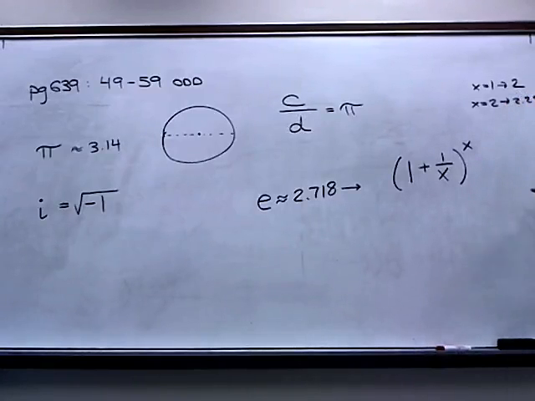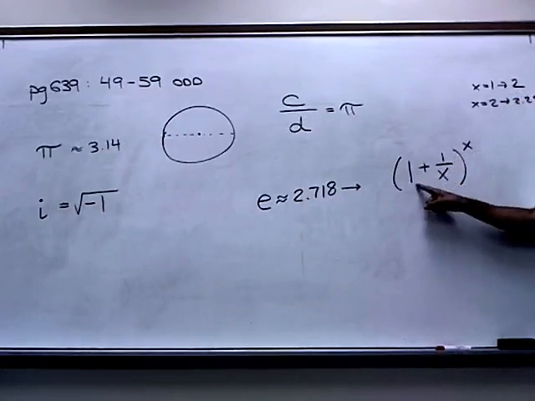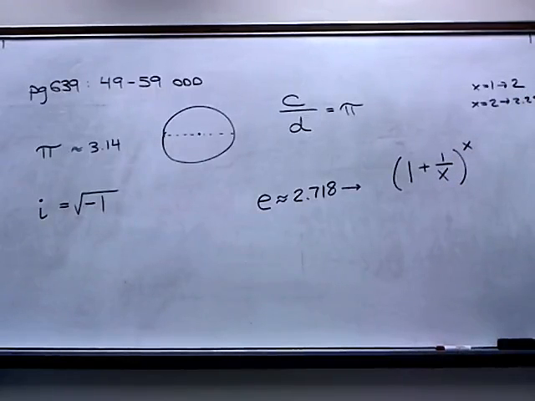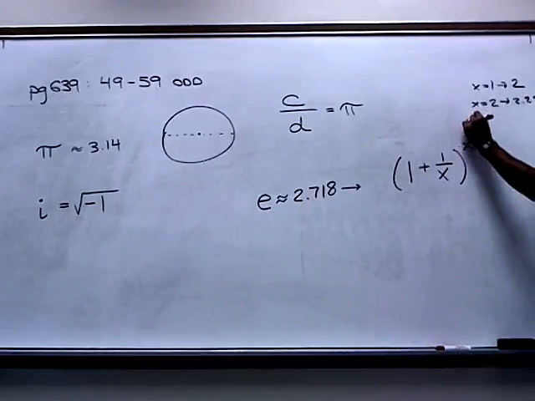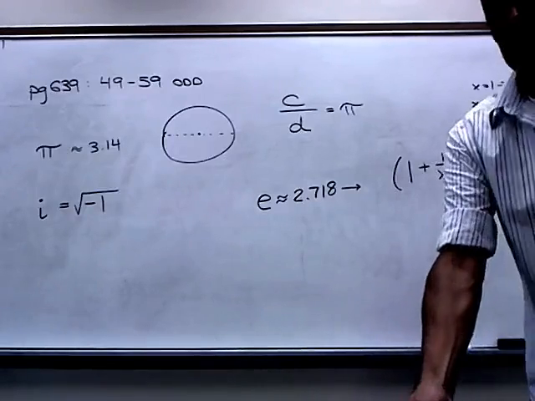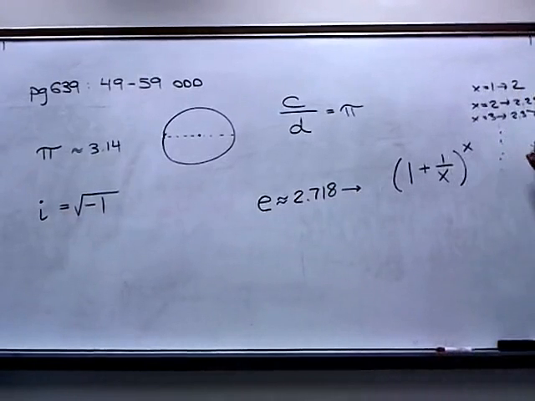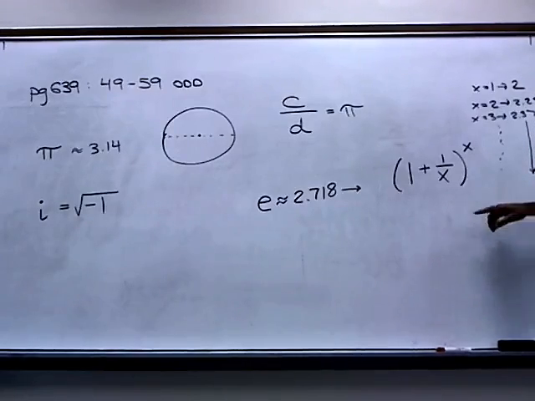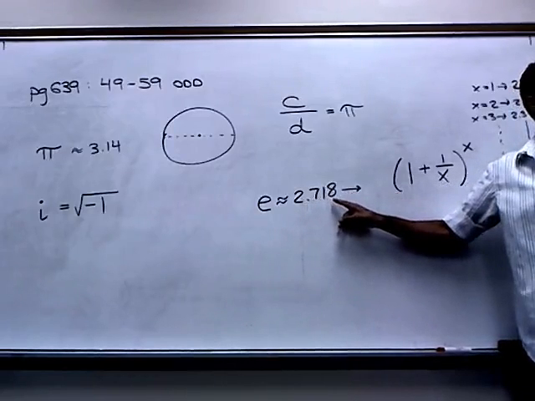And then if I plug in 3, 1/3 plus 1, that's 1 plus a third, which is 4/3. And then I'd raise it to the third. And now if x is 3, I get 2.37. And I can keep doing this forever, right? You follow? If I keep going forever, this number gets closer and closer to a number. See how it started at 2, now it's 2.25, now it's 2.37. It starts getting closer and closer and closer. And the number it gets closer and closer to is 2.718.